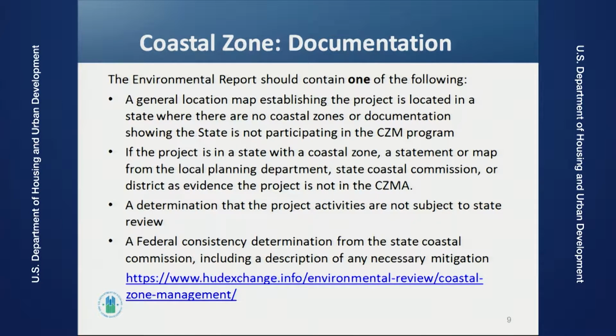Okay, final documentation, as I've said several times now through this process. The general location map establishing whether or not the project is in a state with a coastal zone. If you are in a state with a coastal zone, that map showing that you are outside of that designated coastal zone. And if you are within the coastal zone, you want to have that documentation from the Coastal Zone Management Agency saying that it's consistent with their program. Here is again our HUD Exchange website where you can go for more information on the Coastal Zone Management Act.